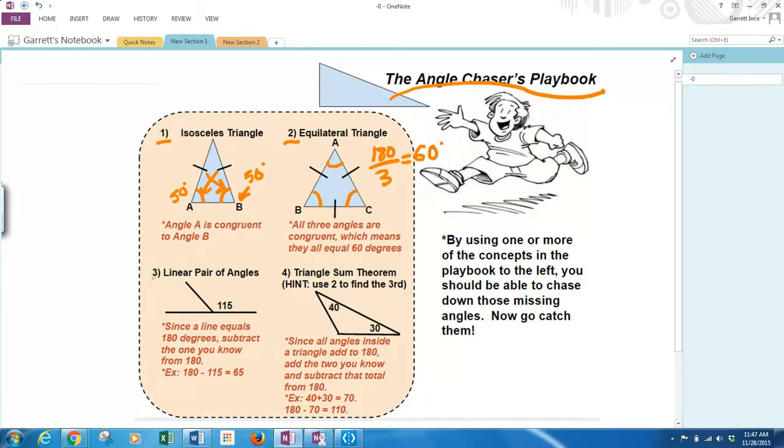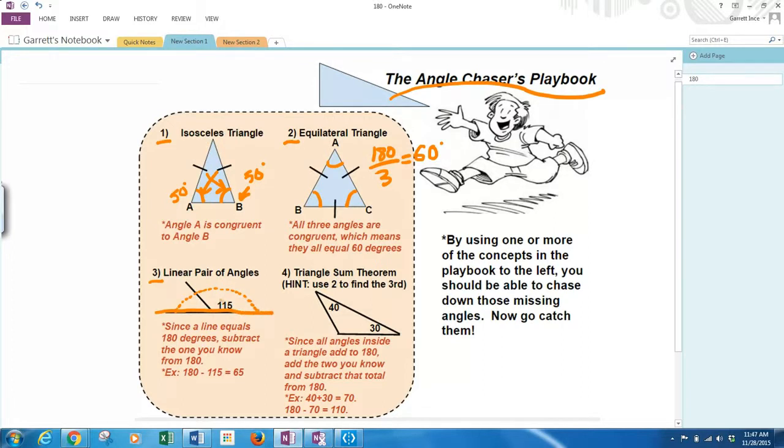Now let's take a look at play 3. Play number 3 here deals with a linear pair of angles. So remember, that is 2 angles that together form a straight line. We know that a straight line is comprised of 180 degrees. That would be, for instance, from here going all the way over to here, which would create this straight line.